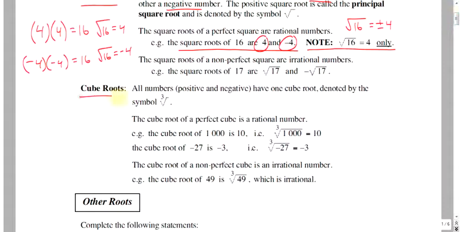Cube roots. So this is the stuff that's new. Cube root. Okay?